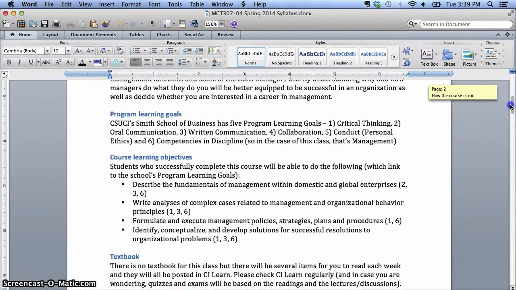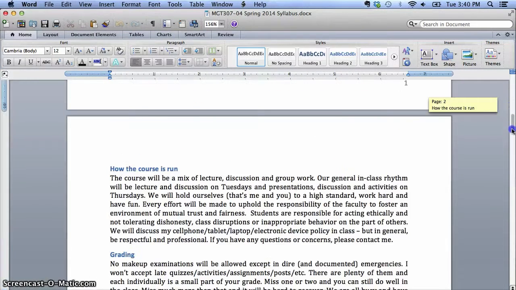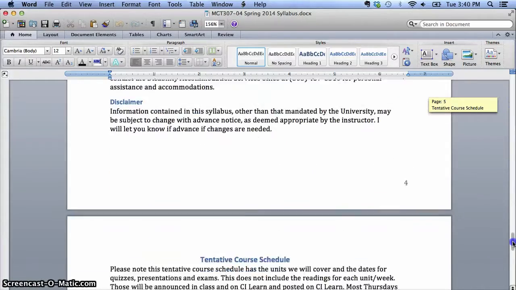In addition, in the School of Business we have program learning goals. For each course we have course learning objectives. So learning objectives for Management 307 are that students who successfully complete this course will be able to do the following: describe the fundamentals of management within domestic and global enterprises, write analyses of complex cases related to management and organizational behavior principles, formulate and execute management policies, strategies, plans, and procedures, and identify, conceptualize, and develop solutions for successful resolutions to organizational problems. Excuse me while I scroll quickly down to the end of my syllabus.